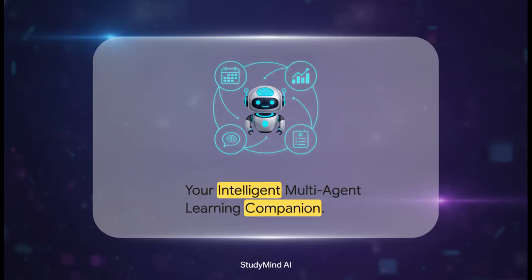StudyMind AI is clearly more than just a calendar app. It's your intelligent multi-agent learning companion. After seeing how seamlessly it handles the prioritizing, scheduling, tutoring, and analytics, you kind of have to ask yourself, how many hours of stress and manual planning could a system like this save you this semester?